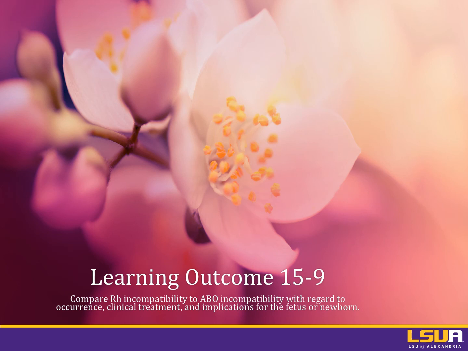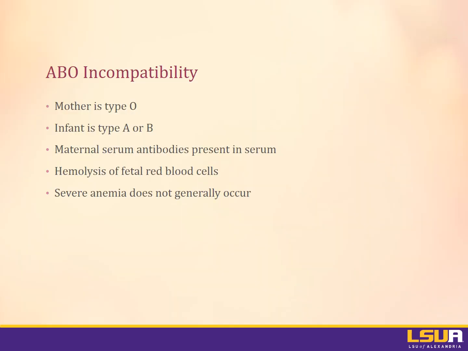Okay, so if we've got an ABO incompatibility, what happens? The mother is type O and you've got a baby who is type A or B, and you have maternal antibodies present in the serum. This can cause a hemolysis of fetal red blood cells, and a severe anemia does not generally occur.